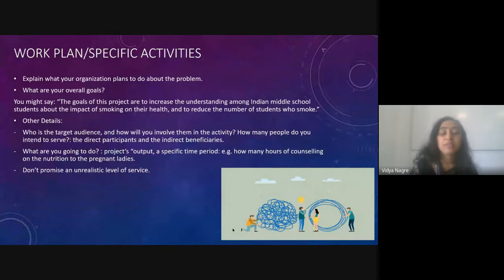Work plan or specific activities. Explain what your organization plans to do about this particular problem. What are your overall goals? For example, the goals of the project are to increase the understanding among Indian middle school students about the impact of smoking on their health. That is a problem we want to focus on, and then to reduce the number of students who smoke through your project or through your research or something like that.